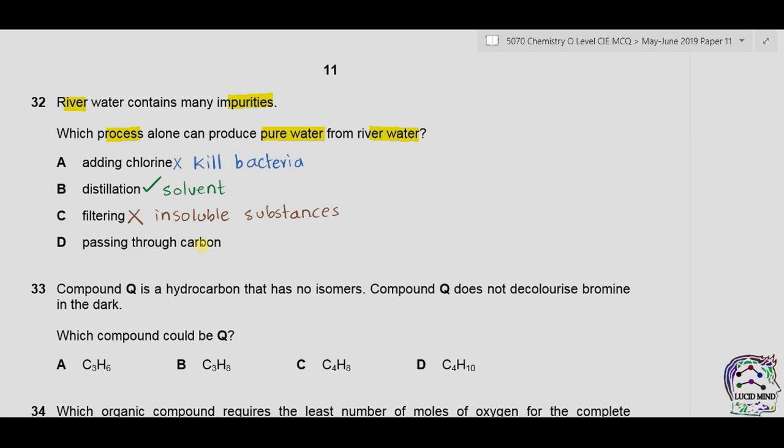D is passing through carbon. Now carbon can remove odors. It cannot remove soluble substances. So therefore this is also wrong. Correct answer is therefore distillation.